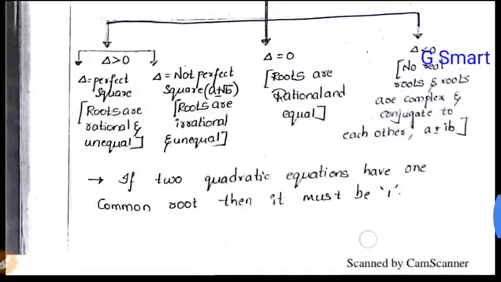If two quadratic equations have one common root, this is very important, they will definitely give this one. If two quadratic equations have one common root, then it must be 1. In the exam, two quadratic equations will be given, and if they have one common root, you will be asked to find the k value or l value or c value, any value. You have to substitute x value as 1.